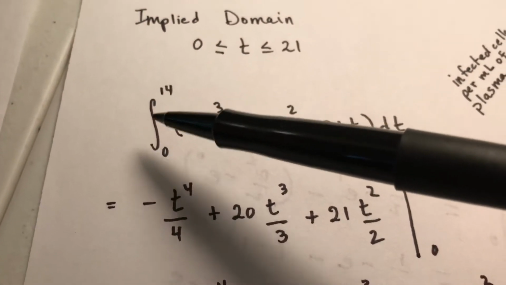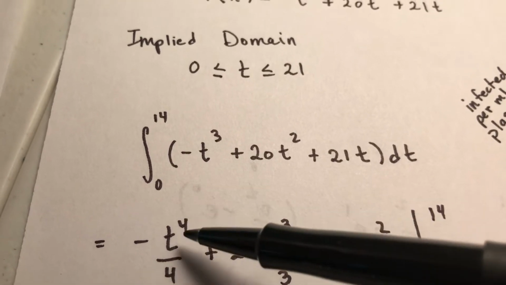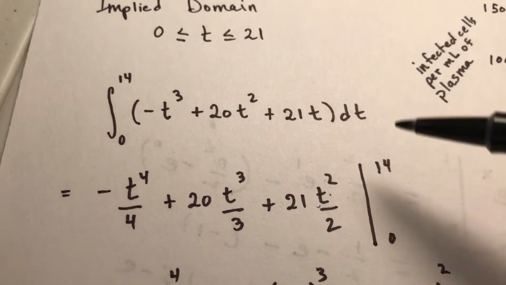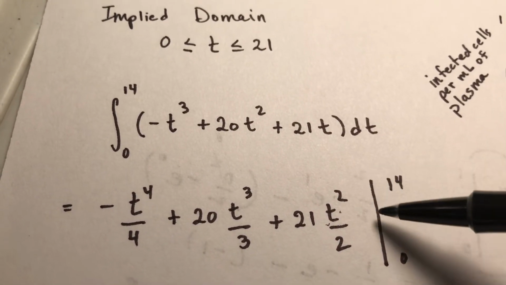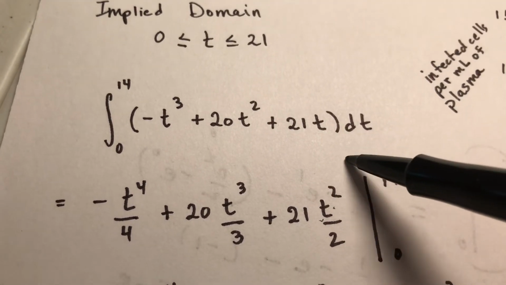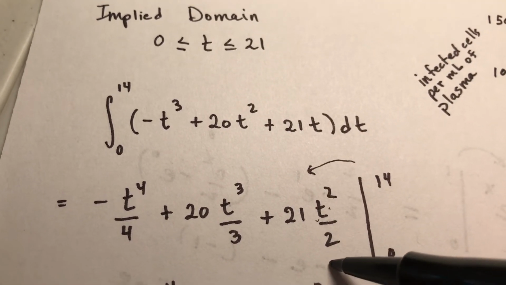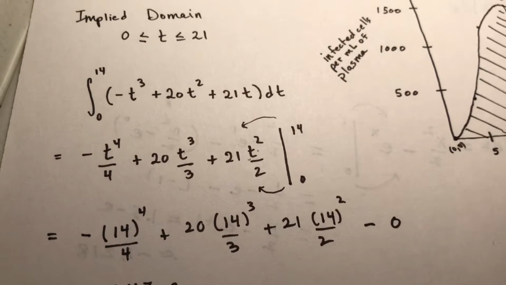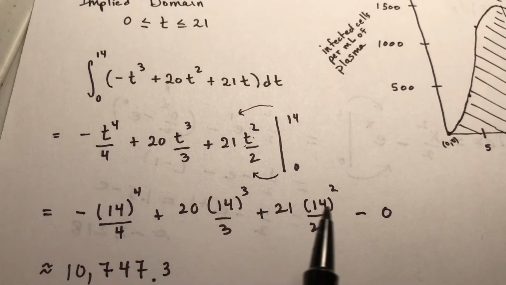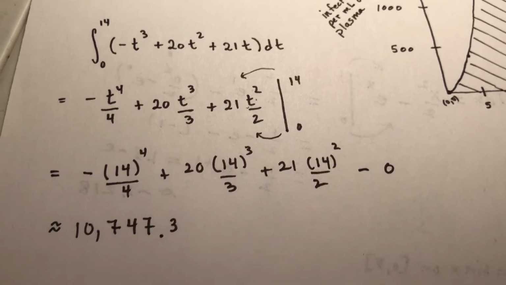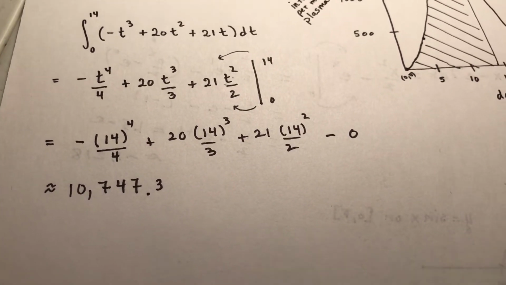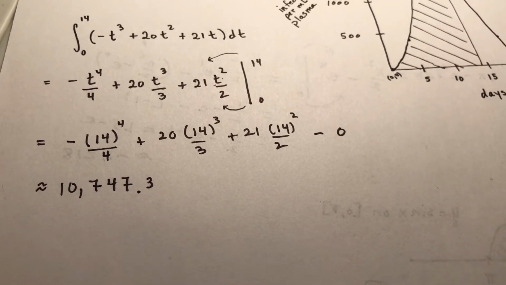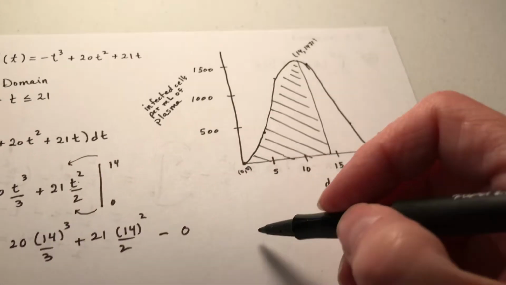Now, when I write the integral, remember this is negative t to the 4th over 4 plus 20t to the 3rd over 3 plus 21t squared over 2, now 0 to 14. I just draw a vertical line here and go 0 to 14. And then you plug in the 14 first to evaluate, sometimes called the evaluation. What do they call it? The evaluation theorem? Okay. So I'll put the 14 in. And luckily, when I put a 0 in, it wipes that out. And I put that in my calculator, and I got 10,747.3.